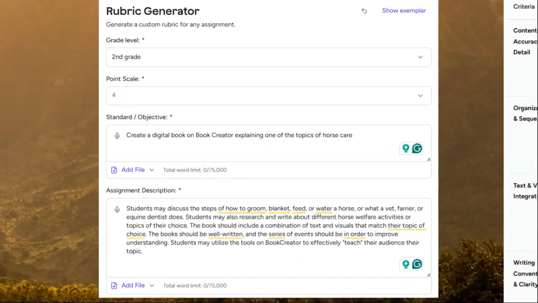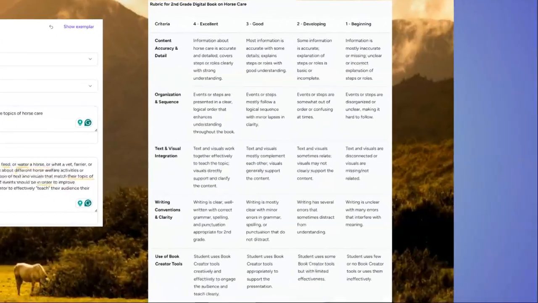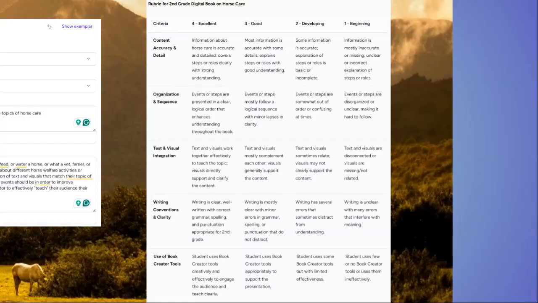This is the prompt that I gave AI, and this is the rubric that it generated, focusing on the major points about the assignments that I highlighted.